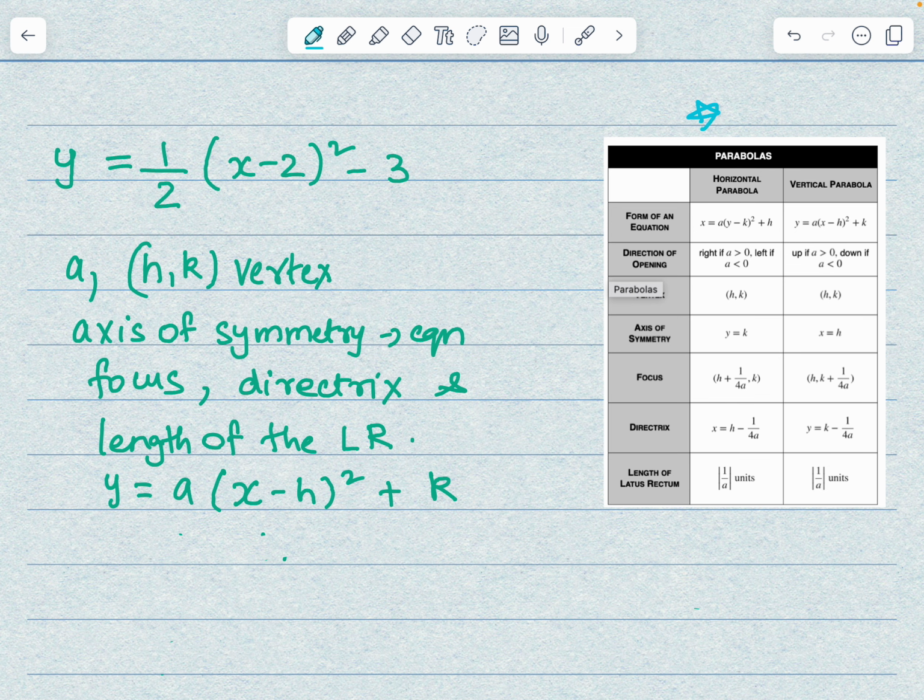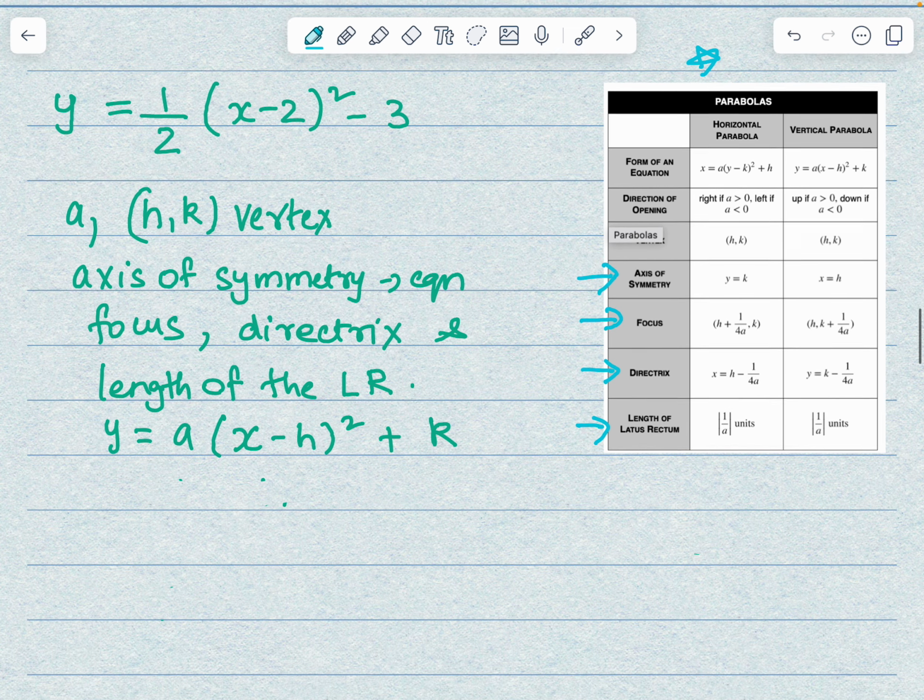Now, what the table is showing us is if you know the value of a, h and k, you can pretty much do all of these things. You can know what the focus is, the equation of the directrix, the length of the latus rectum, that is that chord, and then the equation of the axis of symmetry. So let's do this example. I'm not going to do all of them, but some of them.